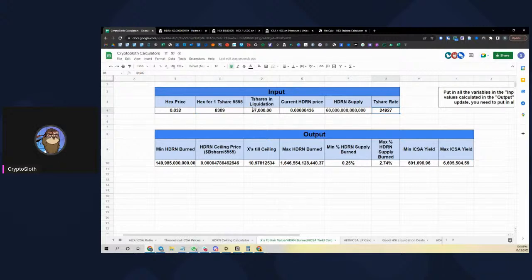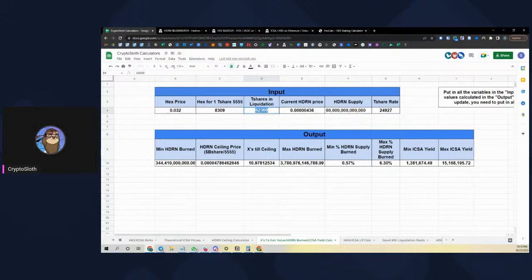I'll probably change that. I'll probably clean that up a little bit, but input the T-share rate, and then this is an important one: T-shares in liquidation. If you want to put, for example, all of the T-shares that are in liquidation, which I think is like 62,000 right now, that would give you the total amount of Hedron burn for all of the HSIs currently in liquidation.